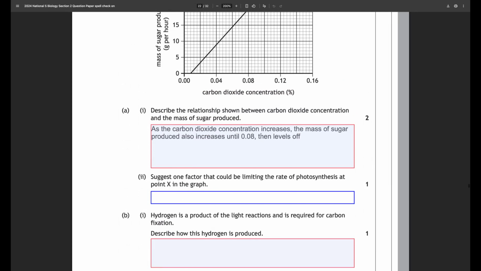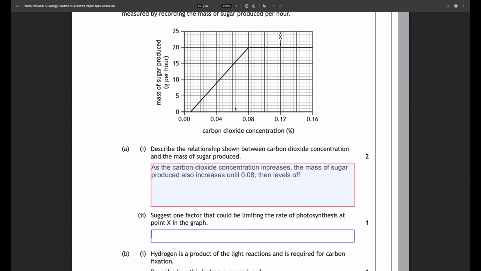Suggest one factor that could be limiting the rate of photosynthesis at point X in the graph. Well, when the letter is on the upward gradient of the graph, we know that the limiting factor is what is on this axis here. However, the letter here, X, is on the level part of the graph, okay, which means it's not the carbon dioxide concentration. It must be one of our other 2 factors that limit photosynthesis, which are temperature or light intensity, okay. Now, do we know which one it is? No, because we don't have any additional information. So we put down both there, okay?